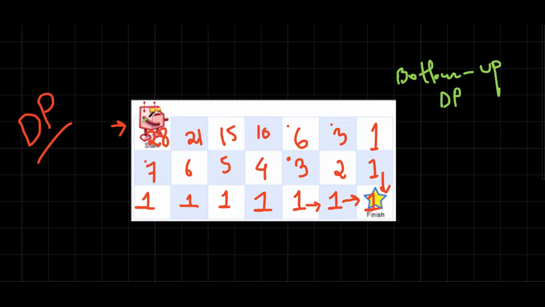So here, we have to return this value, 28. That means there are 28 possible ways to reach the finishing position from the starting position. I hope you understood the solution, and let's move on to the code.